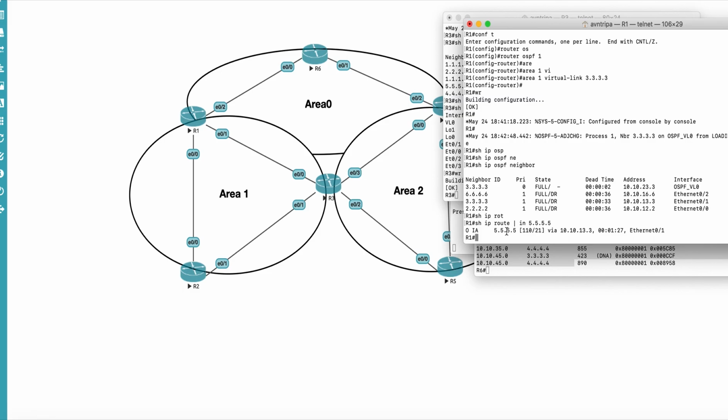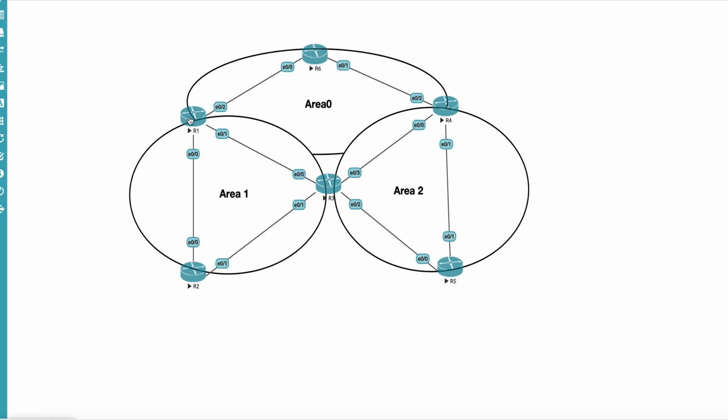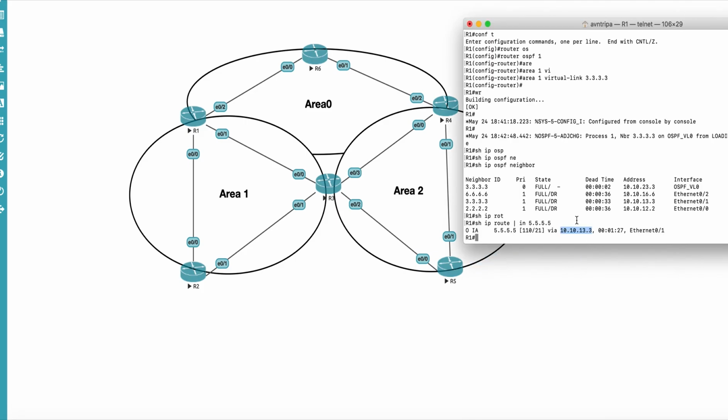Here now you can see that R1 is going to R5 through R3. Why? Because this route is shorter: R1 to R3 is shorter than R3 to R5. It is using only a cost of 21. Here you can see the cost of 21 because it is a shorter, lower-cost path. That's the reason R1 is preferring the path through R3 instead of R6.